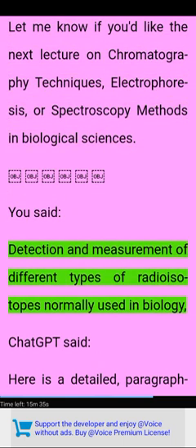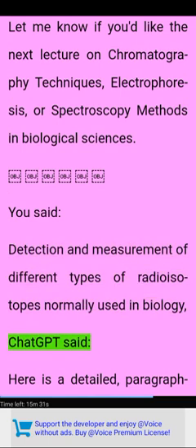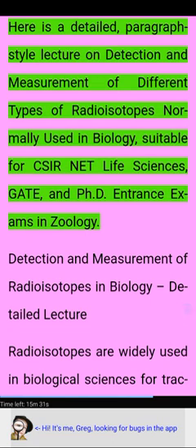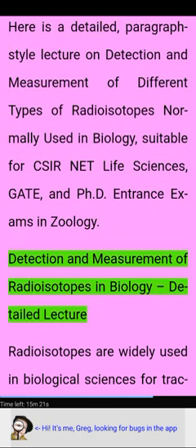Detection and measurement of different types of radioisotopes normally used in biology. Here's a detailed, paragraph-style lecture on detection and measurement of different types of radioisotopes normally used in biology, suitable for CSIR NET Life Sciences, GATE, and PhD entrance exams in zoology. Detection and measurement of radioisotopes in biology, detailed lecture.